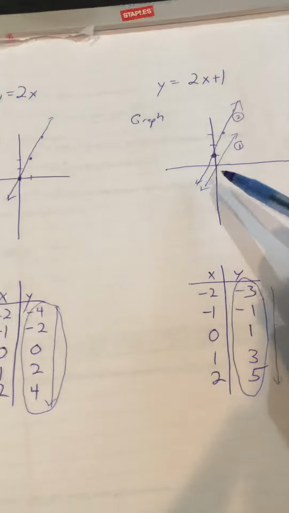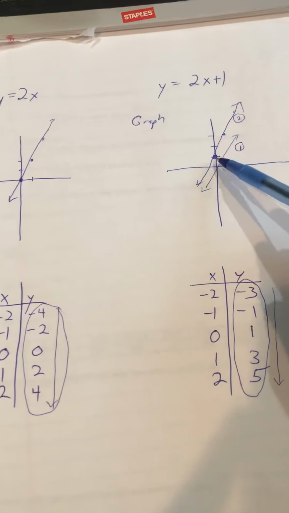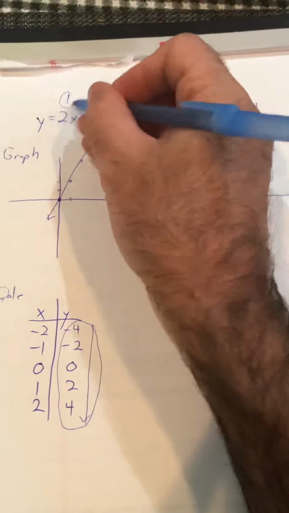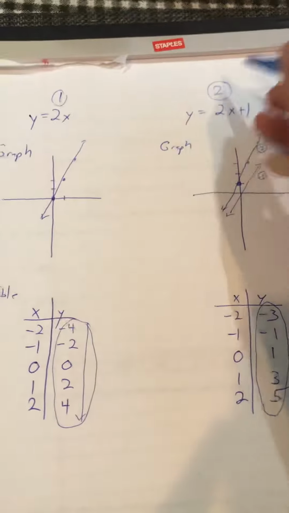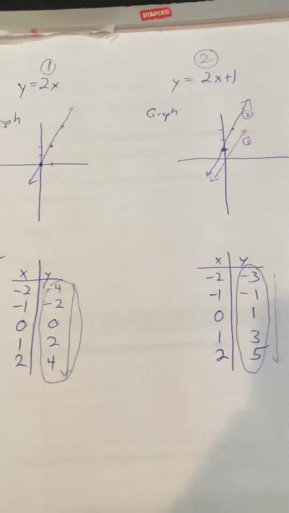And what that means on the graph is that every single point is going to be moved up 1. So going from graph number 1 to graph number 2, every single point is moved up 1. That's kind of the key idea here.